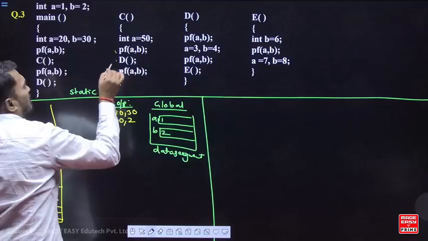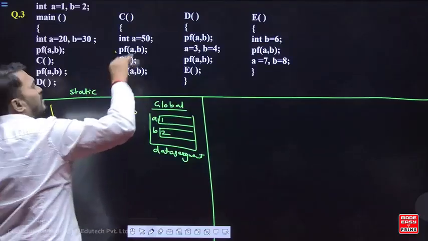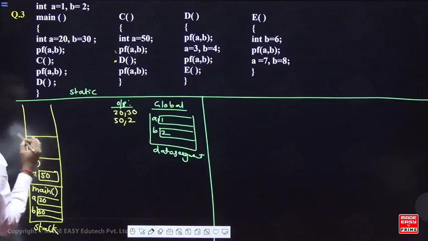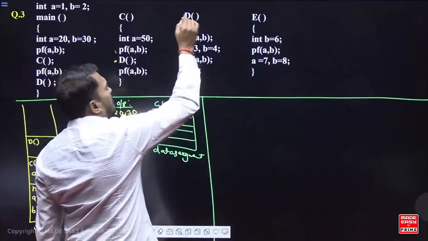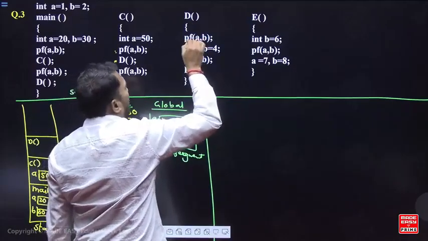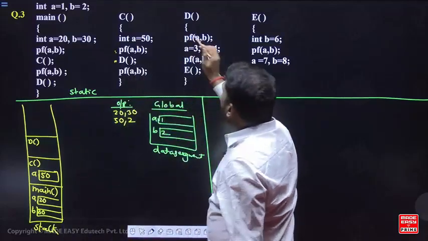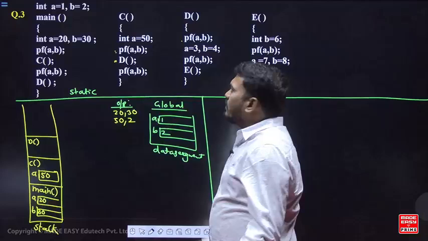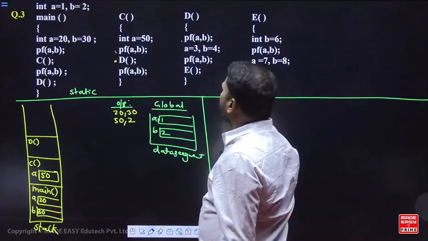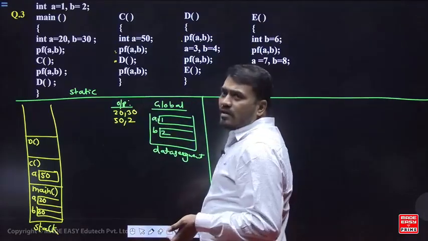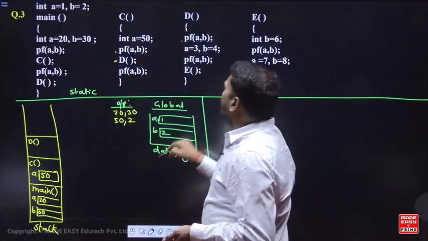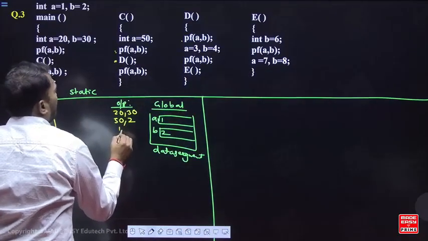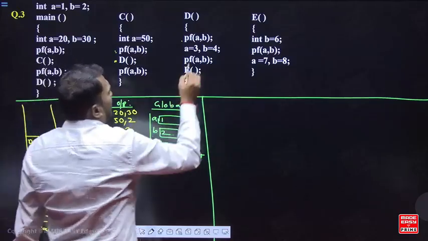Next you are calling the function d. When you call the function d, d will be pushed into the stack. In the function d, you are simply saying printf a comma b. a comma b, both are what? Free variables, because there is no declaration here. So from where do you take them? Global, because of static scoping. In global, the a value is 1 and the b value is 2.